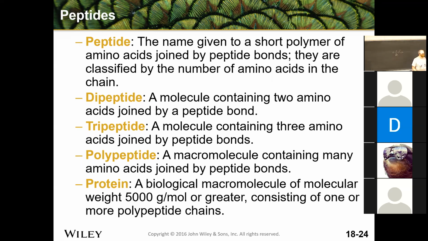Right, a peptide is a short polymer of amino acids joined by peptide bonds. They're classified by the number of amino acids in the chain. For 2 it's di, for 3 it's tri, and for many it is a polypeptide. And for an even larger chain, that's a protein. A protein is a biological macromolecule, typically of molecular weight 5,000 grams per mole or greater, consisting of one or more polypeptide chains.